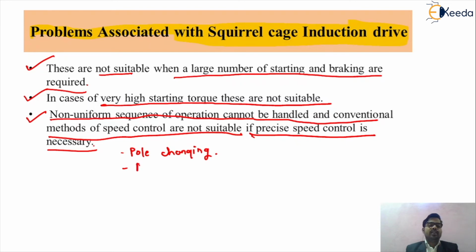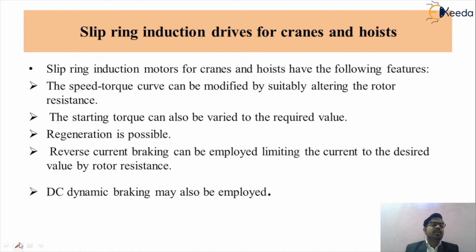Second, by stator voltage control. And friends, while we are using this conventional method of stator voltage control, we are not getting speed control that is precise according to your requirement. So this is one of the disadvantages. To overcome these problems while selecting a squirrel cage induction motor for cranes and hoists, we now prefer a slip ring induction motor.